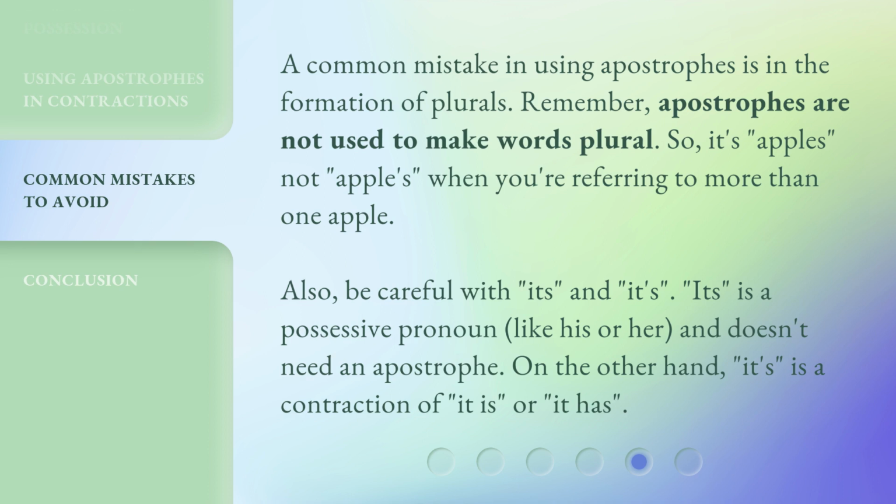Also, be careful with its and it's. Its is a possessive pronoun, like his or her, and doesn't need an apostrophe. On the other hand, it's is a contraction of it is or it has.